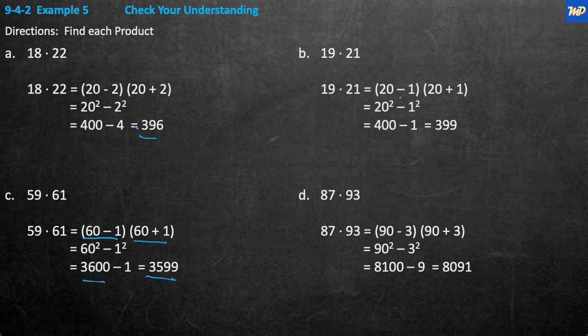And how about D? We're going to go with 87 and 93, so it's 90 minus 3 for the 87, and 90 plus 3 for the 93. So we're going to now have the first term and the last term. They're the same. We made them all identical. 90 squared is 8100, minus 3 squared is minus 9. 8100 minus 9 is 8091.